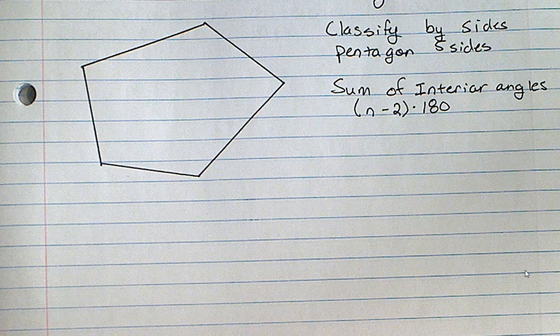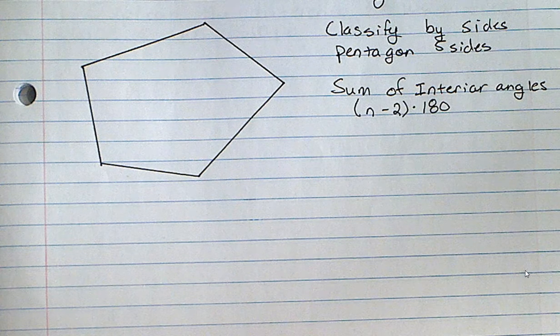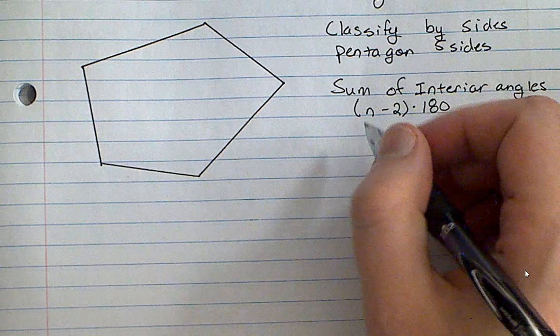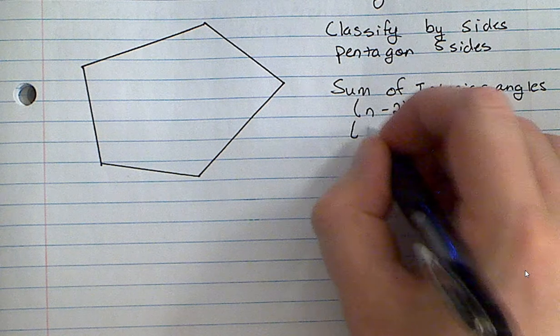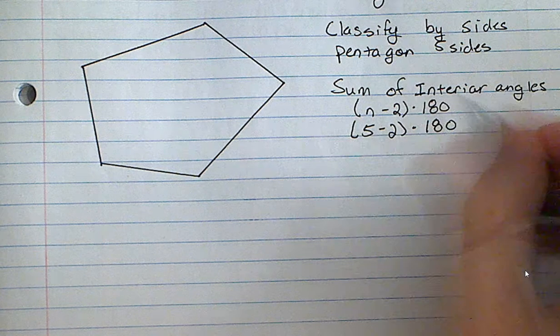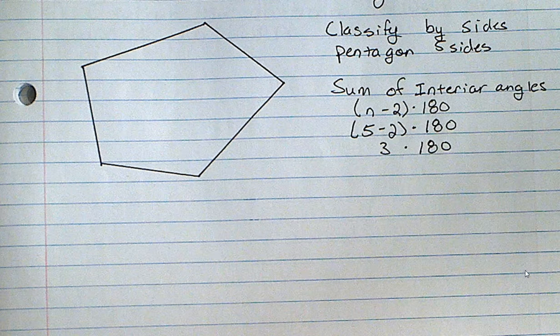So if you're figuring out the sum of all of these interior angles, I could make you go with a protractor and measure each one and add them up. But I could also just give you this formula. The number of sides would be 5 minus 2 times 180. And as Abel said, 5 minus 2 is 3. 3 times 180.